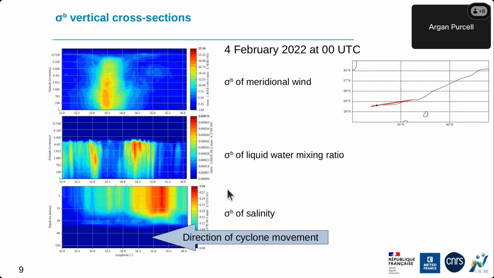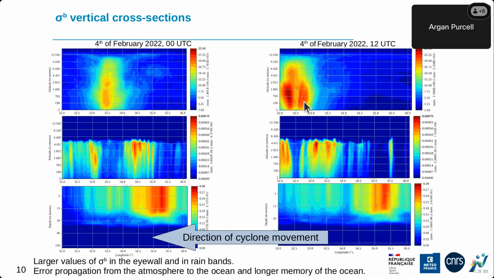If we look at what happens 12 hours later, we can see that the cyclone has moved westwards and come closer to the cross-section, because we can now see both sides of the eye wall on the meridional wind. We can see that the rain bands have also moved westwards. And we can see with the sigma b's of salinity that the errors that we had previously have slightly decreased, while new errors have appeared under the cyclone and been increased by the second wave of rain bands, meaning that the error actually propagates from the atmosphere into the ocean and remains there due to the longer memory of the ocean.